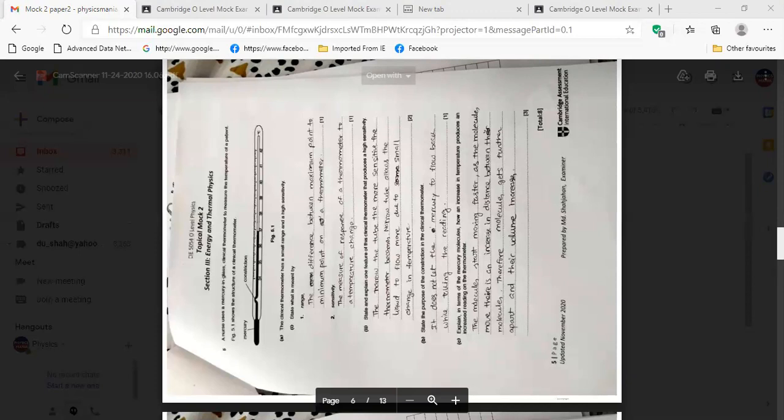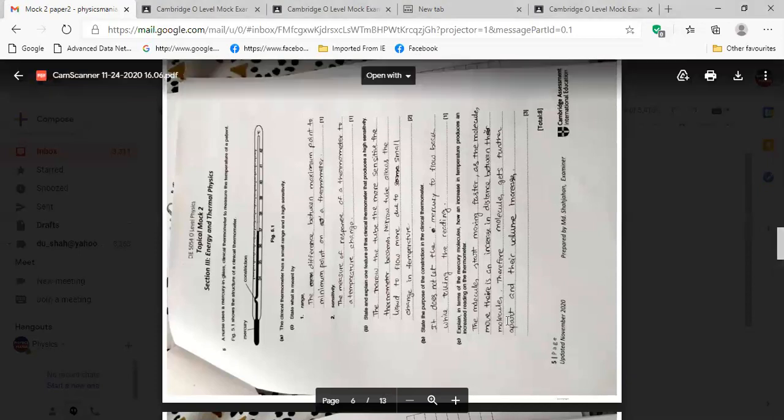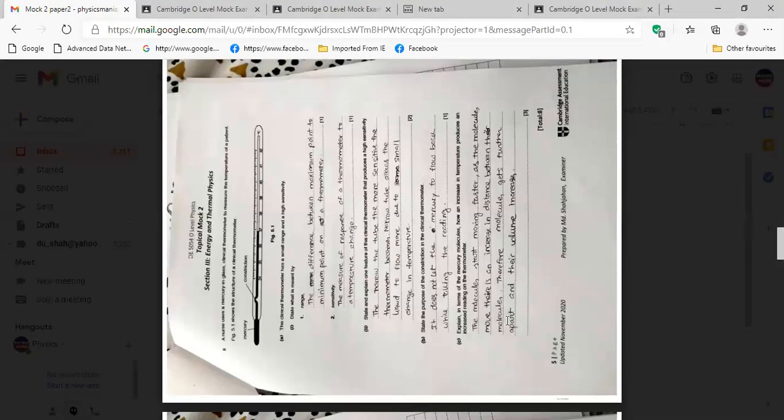Okay, sir. Then here, state the purpose of the constriction in the clinical thermometer. It does not let the mercury flow back. Yes, correct.